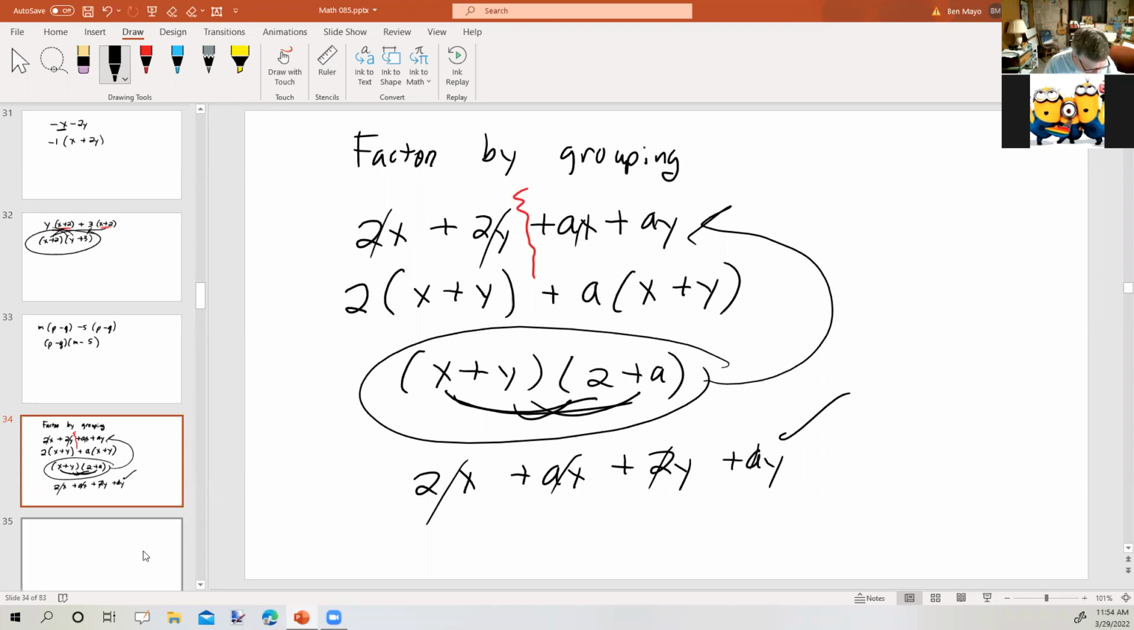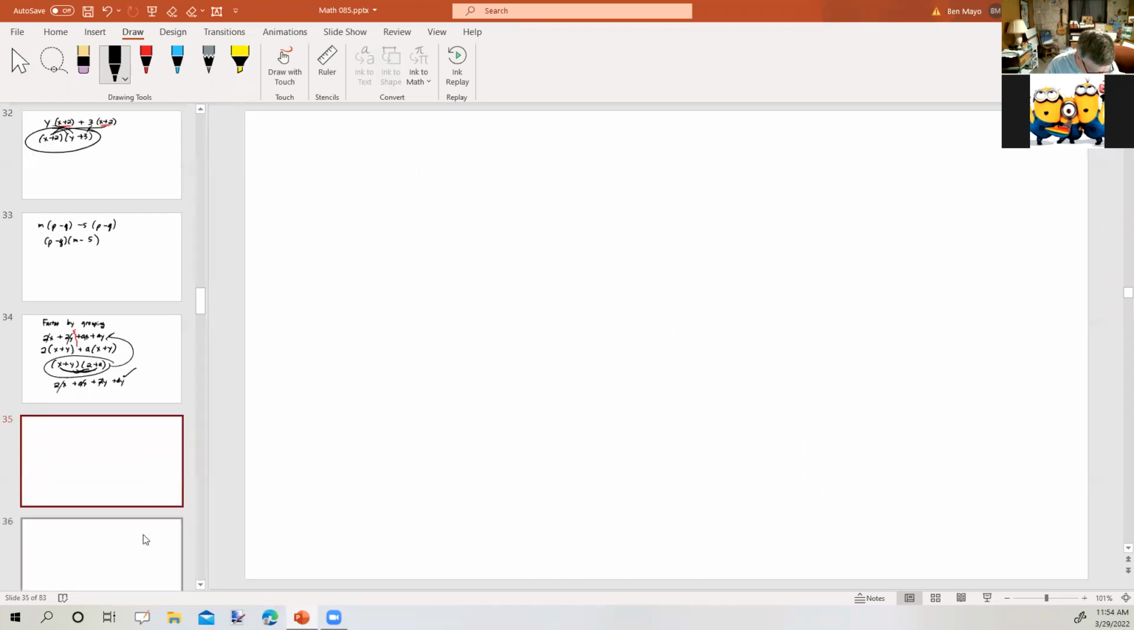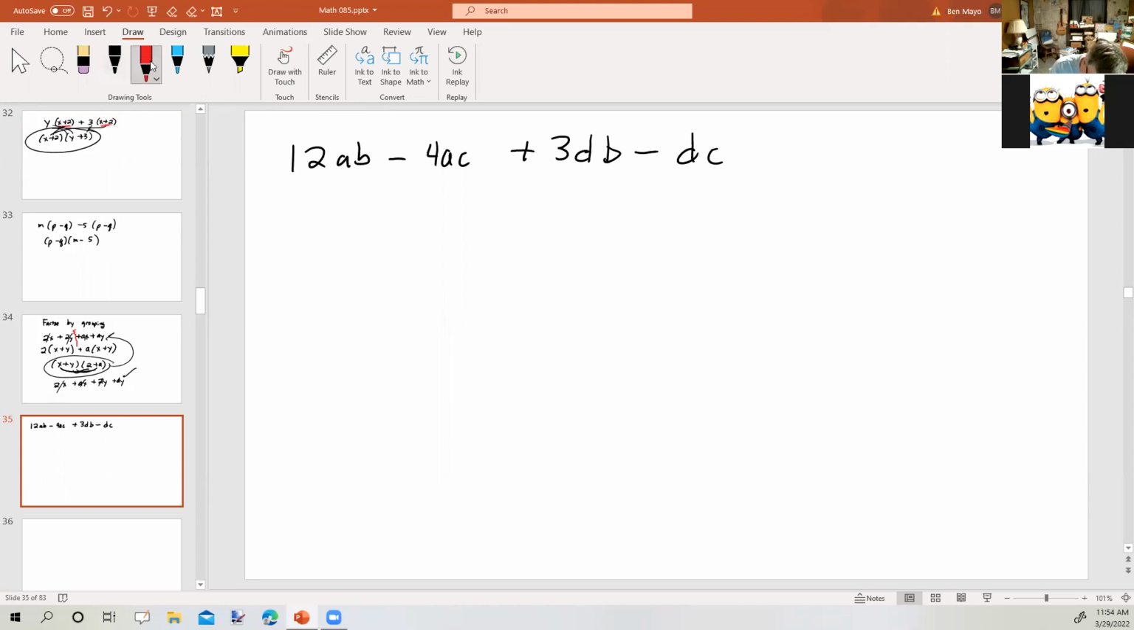All right, let's take a look at another example. 12ab minus 4ac plus 3db minus dc. As we look across all 4 terms, the only thing common to all of them is a 1. So let's factor it by grouping groups of 2.